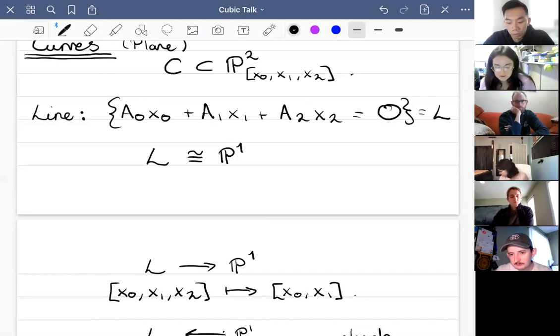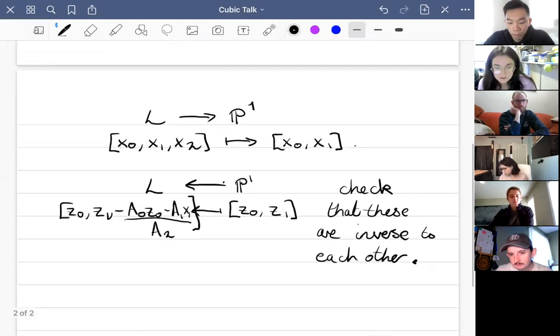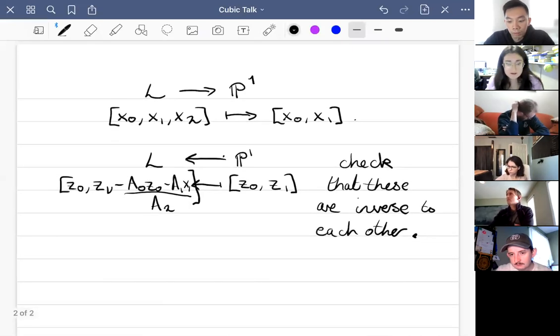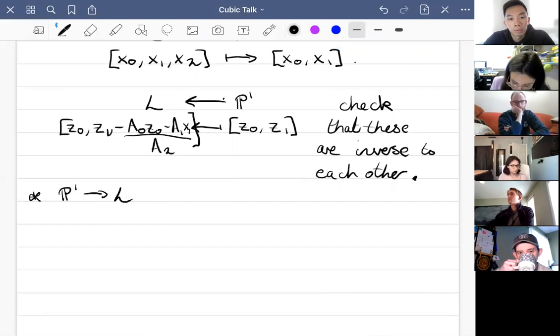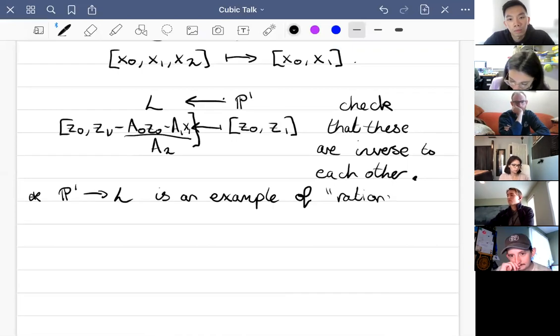All right, so this seems a little bit obvious, but the reason I want to do this is because it's going to set us up nicely for the idea of rationality. So what have we done here? My map from P1 to L is an example of what's called a rational parameterization of the line L.